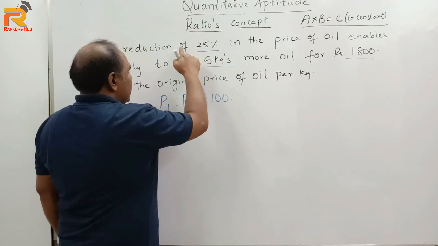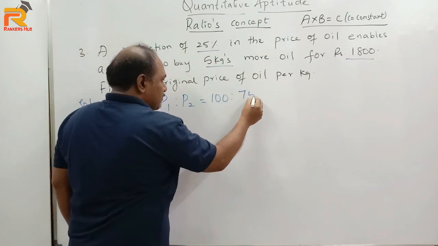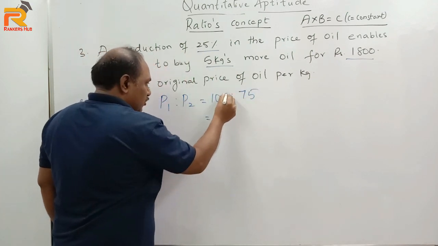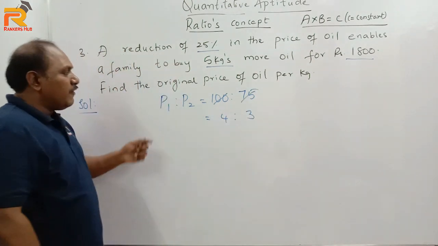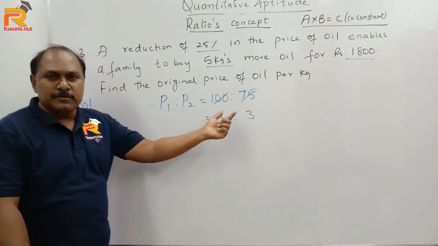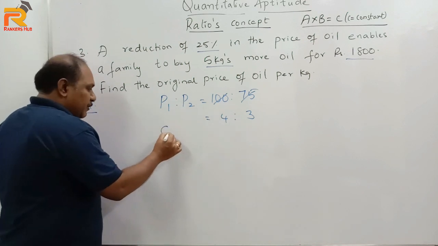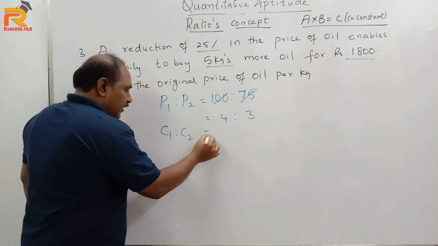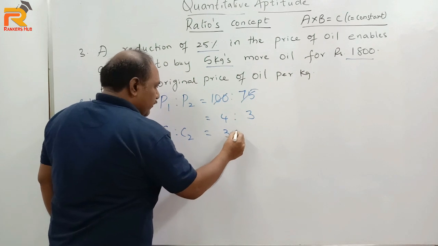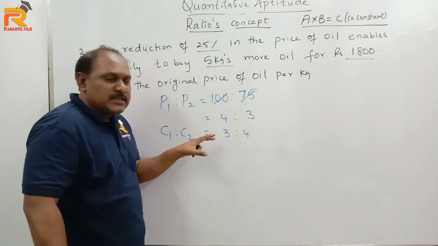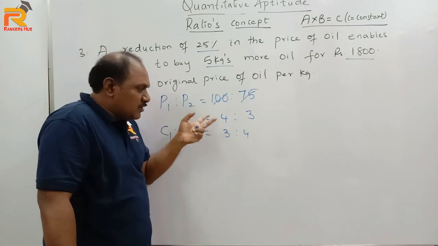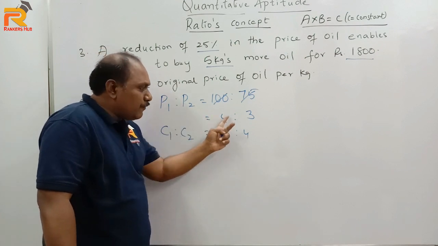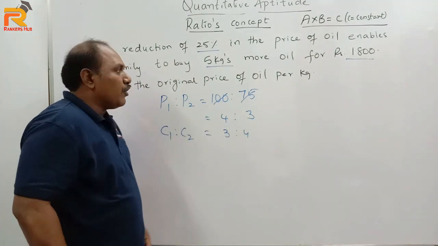Later on it is reduced by 25%. So it becomes 75. So what is the ratio? 25 fours, 25 threes. So the ratio of prices is 4:3. Then when expenditure is constant, definitely the consumption will be in the ratio of 3:4, inversely proportional. Price and consumption are inversely proportional. So the inverse ratio of 4:3 is 3:4.